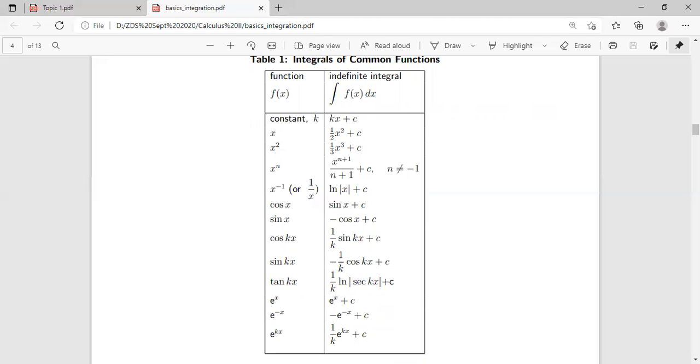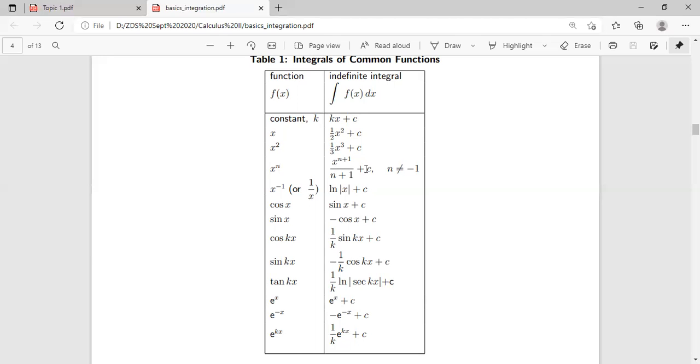If you integrate x, you're going to get a half x squared plus c. If you integrate x squared, you're going to get a third x cubed plus c, etc. So if we were to form a rule, x raised to the power of n, we are adding 1 to the power of n, and then we are dividing by the new power. That's why we have x^(n+1) over n+1. And then we add the constant of integration.